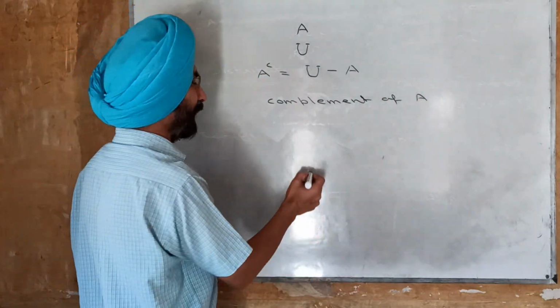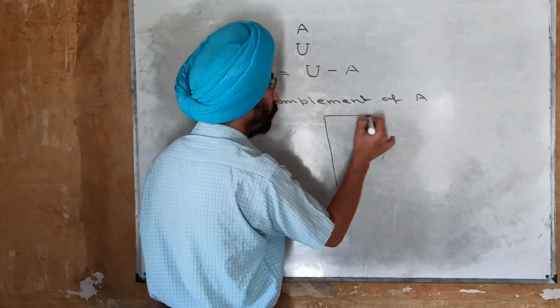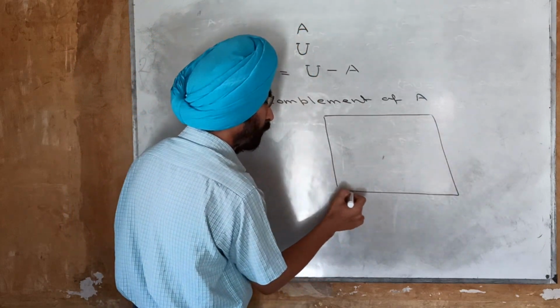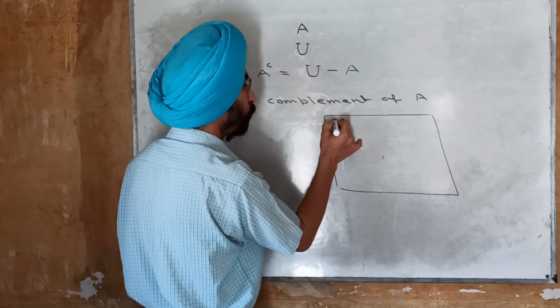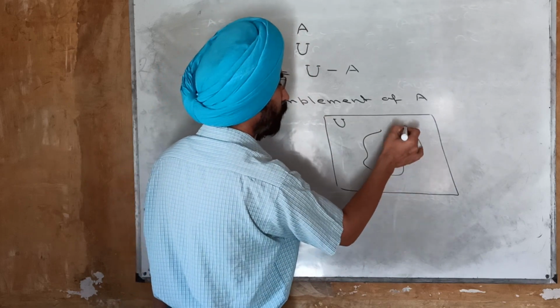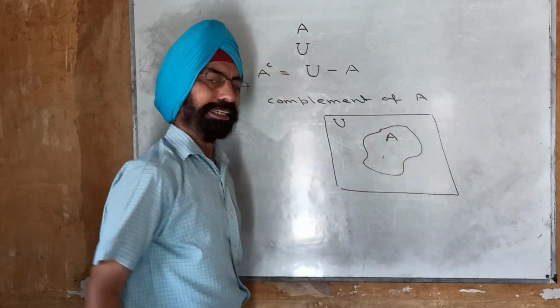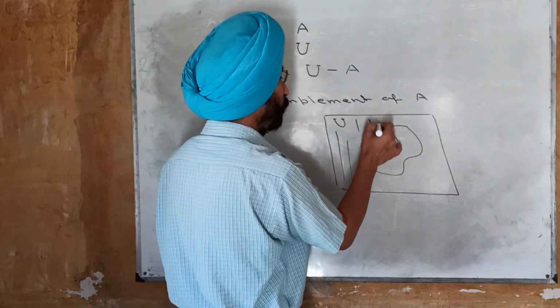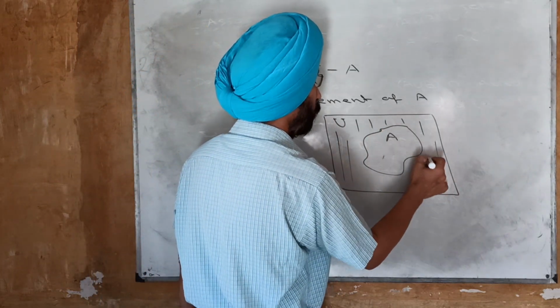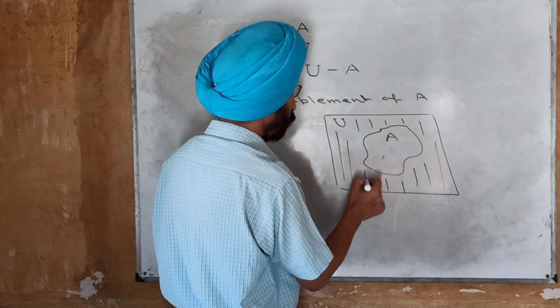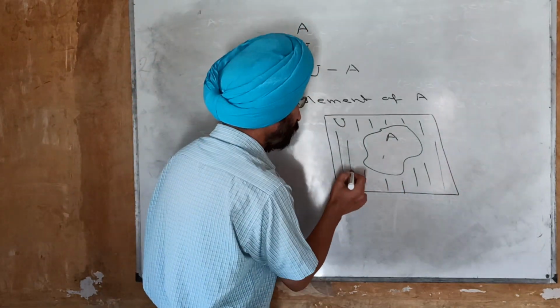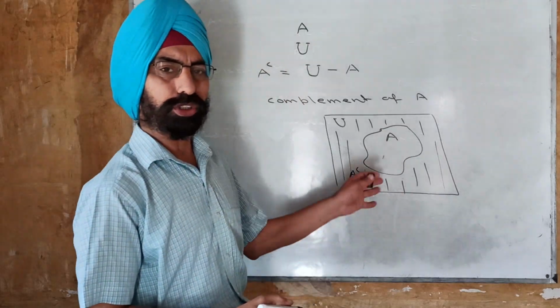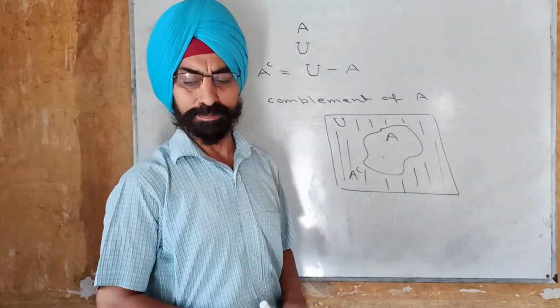If we see diagrammatically, suppose this is your universal set U and here is your set A, then complement of A means everything in universal set which is not in A. So this is your complement of A, the lined portion, that is A complement.